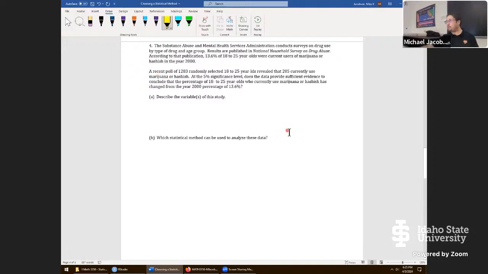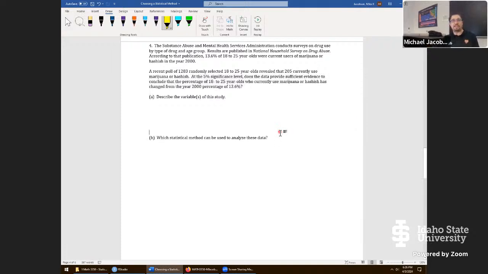And they go on to say, a recent poll of 1,283 randomly selected 18 to 25-year-olds, I think that's a typo over there, revealed that 205 currently use marijuana or hashish. So at the 5% significance level, does the data provide sufficient evidence to conclude that the percentage of that age range who currently use marijuana or hashish has changed from the year 2000 percentage value of 13.6%? So looks like that's the whole problem there.